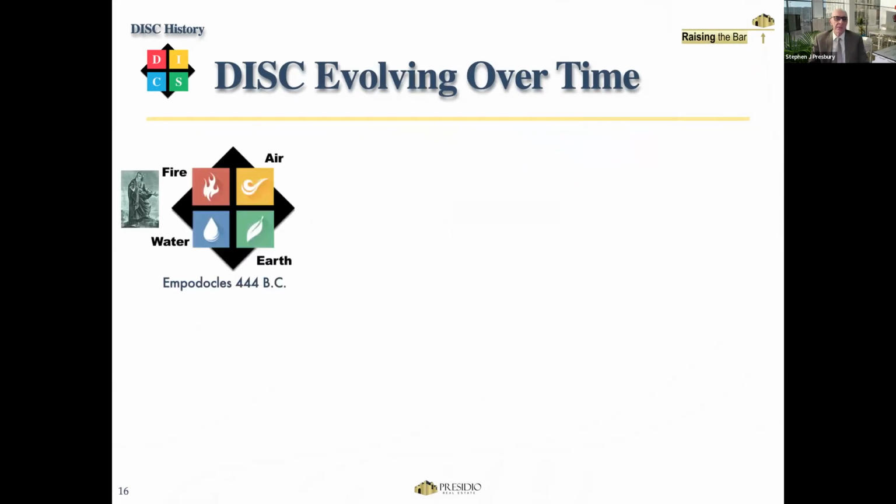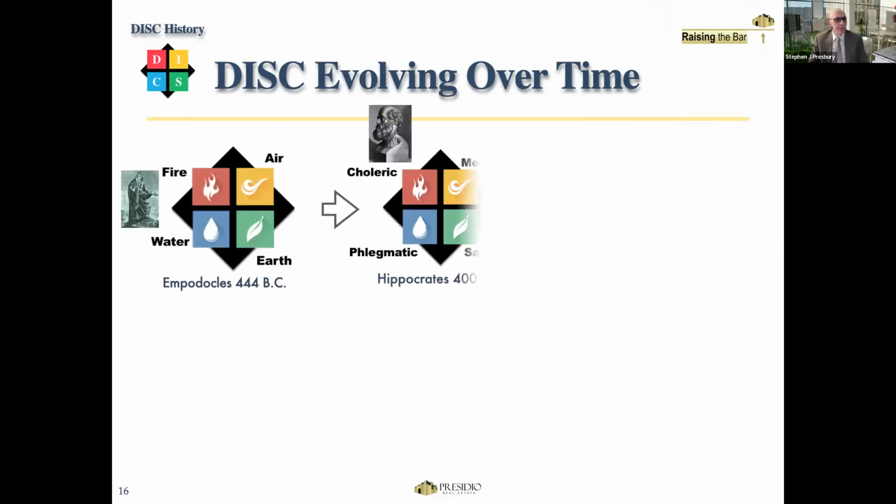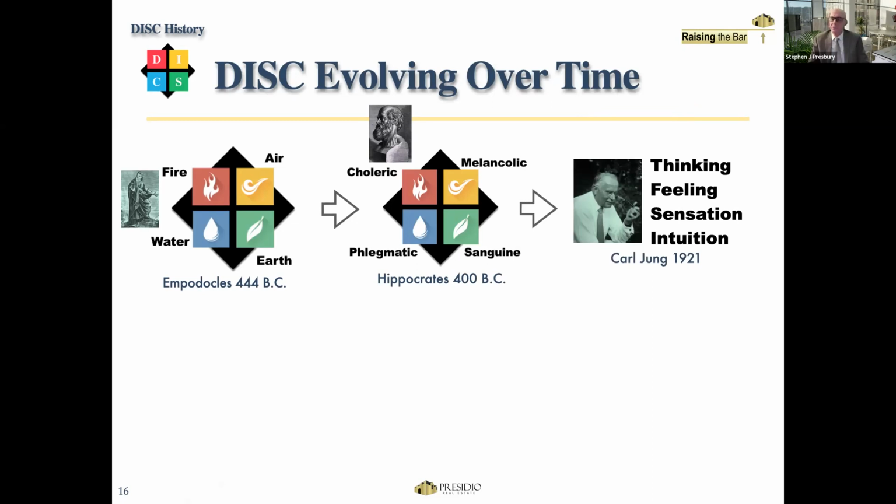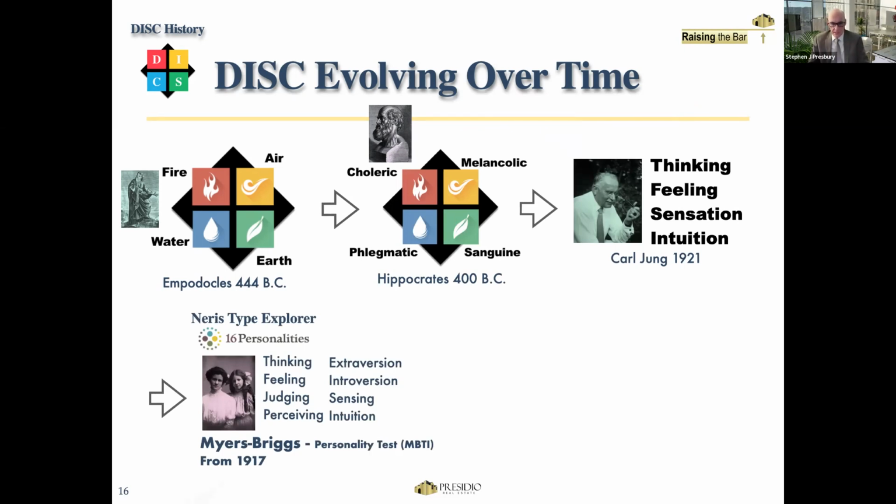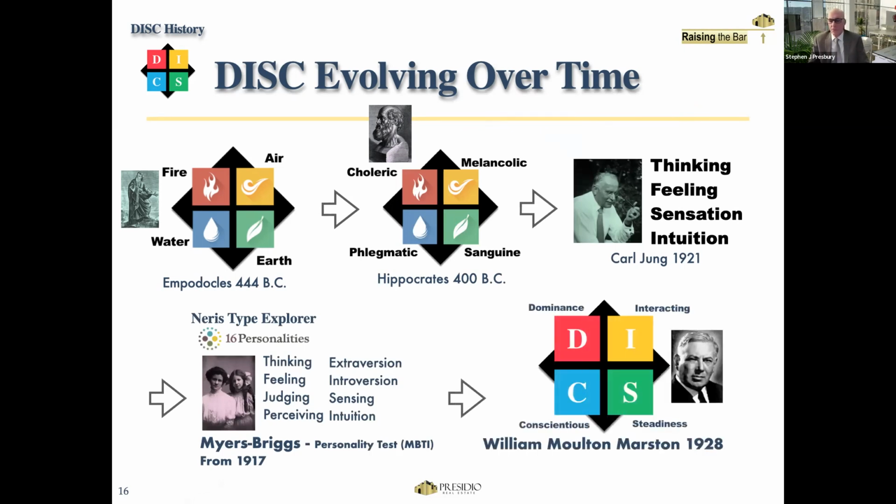So over time, just to give you a quick preview, we've got Hippocrates there at 444 BC, and then the development that Hippocrates gave right through to the 20th century. We've got Carl Jung there, then the Myers-Briggs personality test, and then William Moulton Marston in 1928. Basically, all of our personality style companies or support roles on this topic come from this background. That's where they all come from.